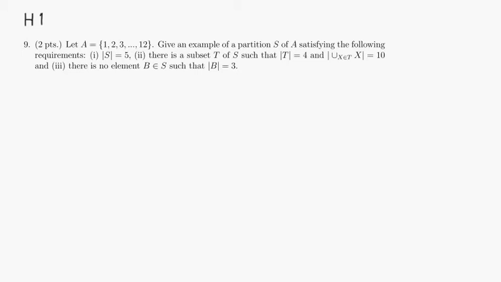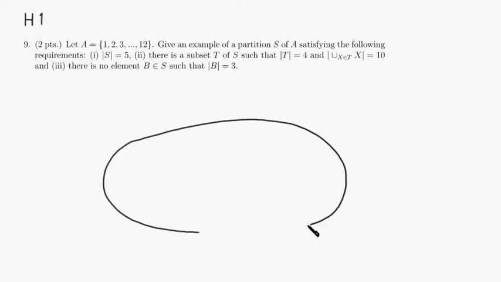All right, let's look at homework 1, problem number 9. We have a set that has elements 1 through 12, so I'm going to draw a picture to represent that. Here is my set A. Then I will put 1, 2, 3, 4, 5, 6, 7, 8, 9, 10, 11, 12. So this is set A.